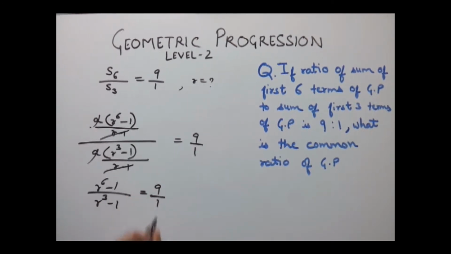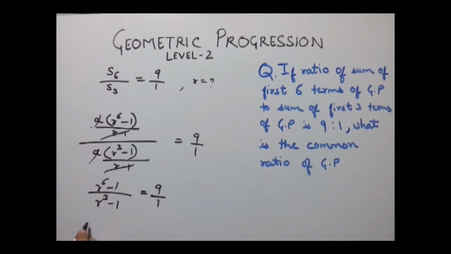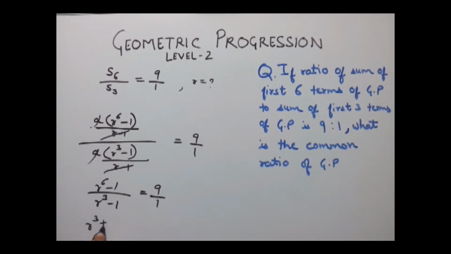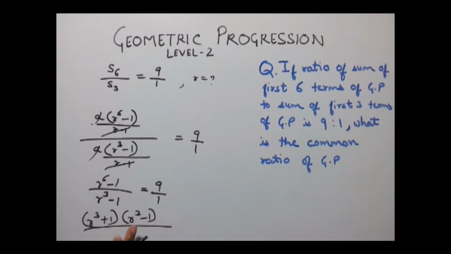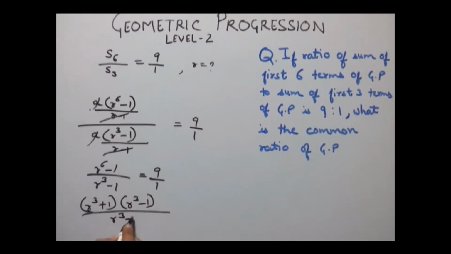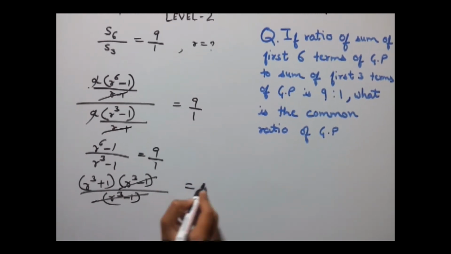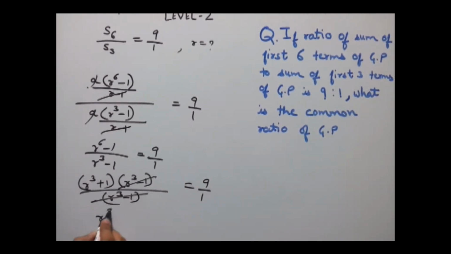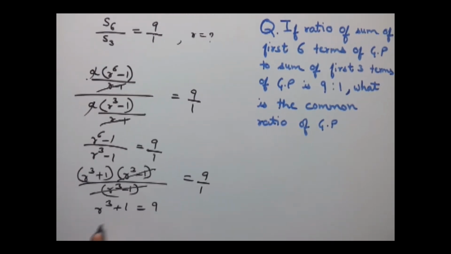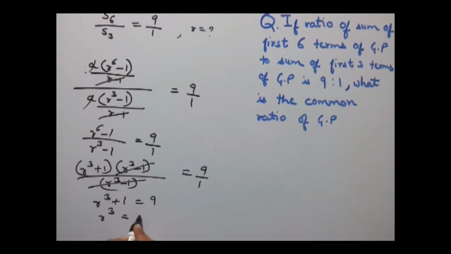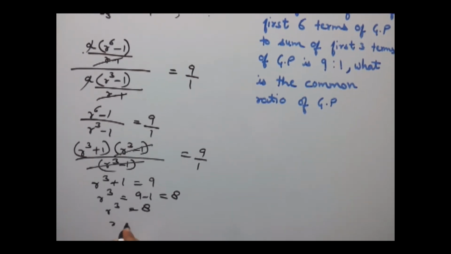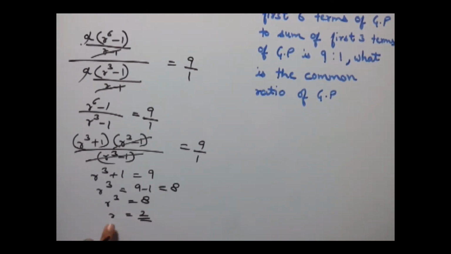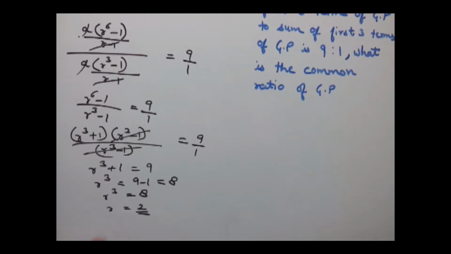Now R to the power 6 minus 1 can be written as R cube plus 1 into R cube minus 1, because this is of the form A square minus B square, and cancel it. You will get 9/1. R cube plus 1 is equal to 9. So the value of R cube is equal to 9 minus 1, which is 8. R cube is equal to 8, so the value of R is 2. Thus our common ratio for this GP is 2.